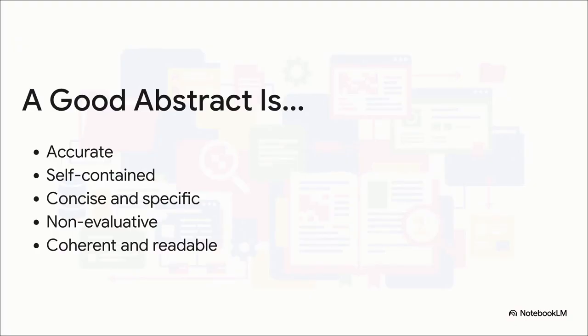And you know, not just any summary will do. A good abstract has to check a few really important boxes. It's got to be accurate. It has to represent the original faithfully. It needs to be self-contained so you can get it without reading the full paper. It has to be concise, but also specific. And this is crucial. It should be non-evaluative. It just reports. It doesn't judge. And of course, it has to be coherent and easy to read.